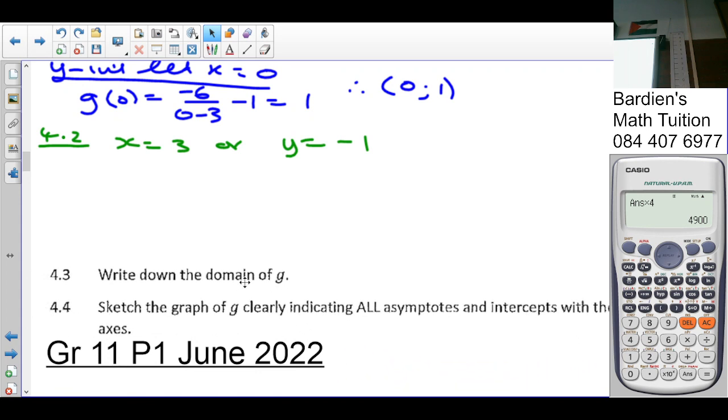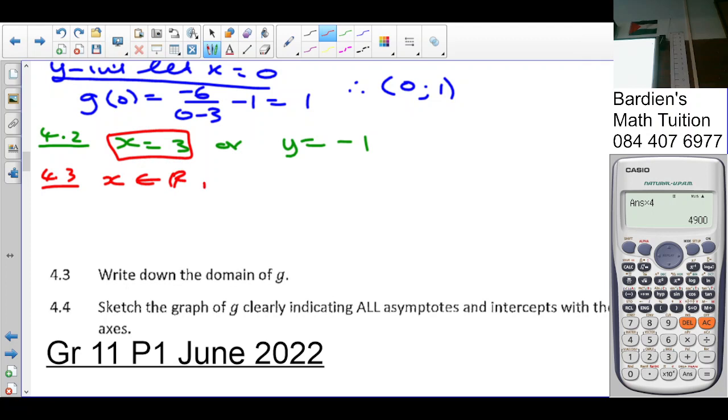In 4.3 they ask you to write down the domain of g of x. So what is the domain? The domain is all possible x values. We know that x cannot be equal to 3. So x is an element of all real numbers, x is not equal to 3.